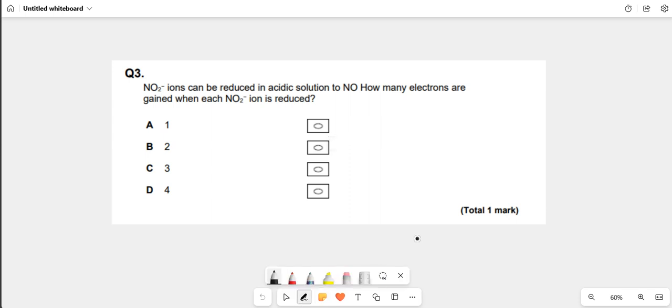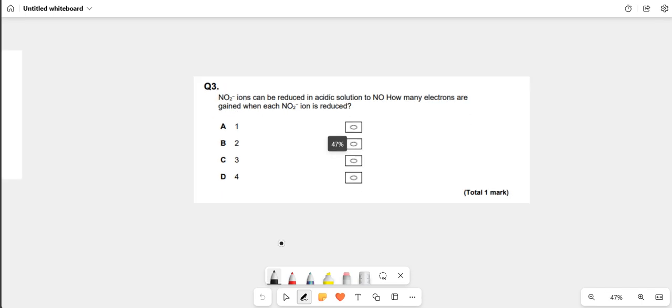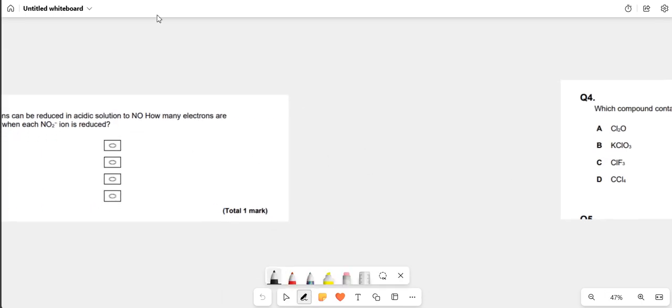NO2 minus ions can be reduced into something. How many electrons are gained here? So this is a pattern. What you can do is write it as a half equation. Let me do it below. So I'm going from NO2 minus to NO.